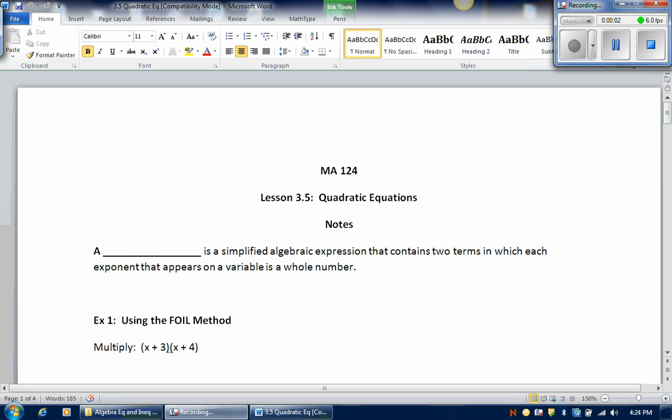This lesson is for Mrs. Cucci's College Now College Prep Math class. We are on lesson 3.5, and we're going to be talking about quadratic equations today.